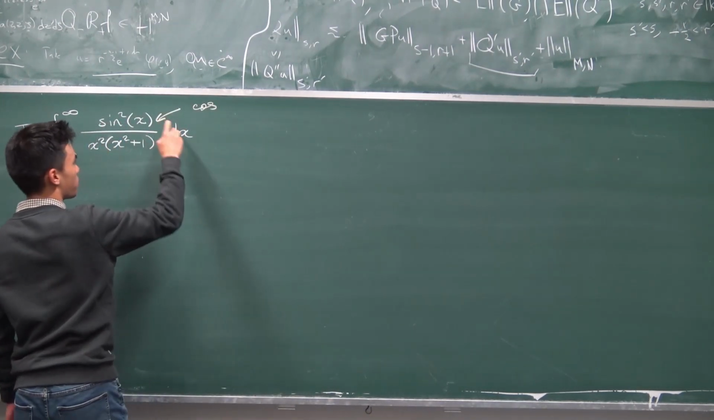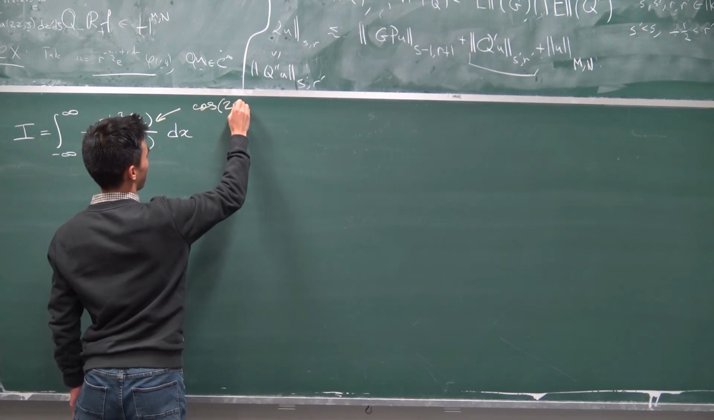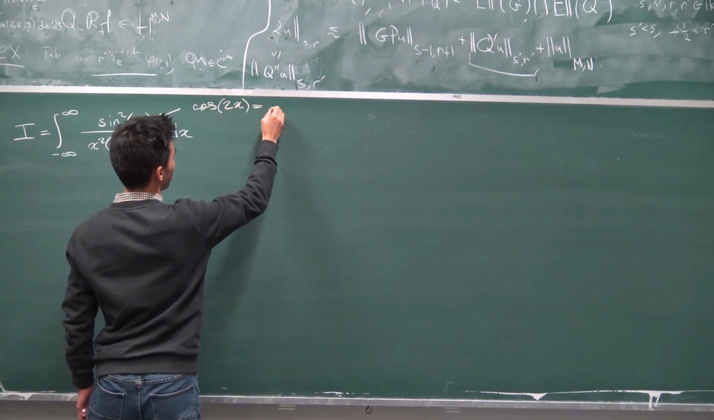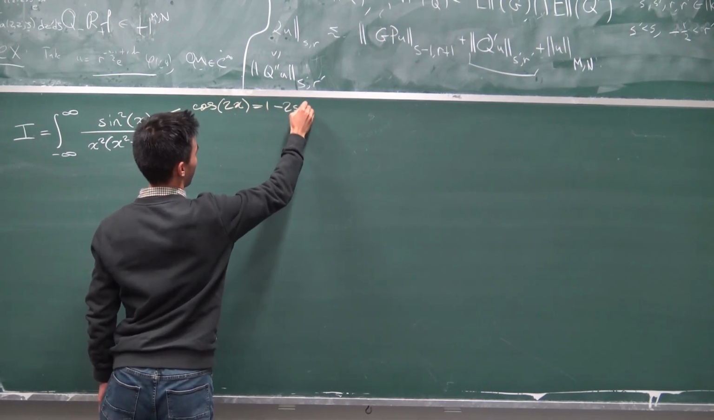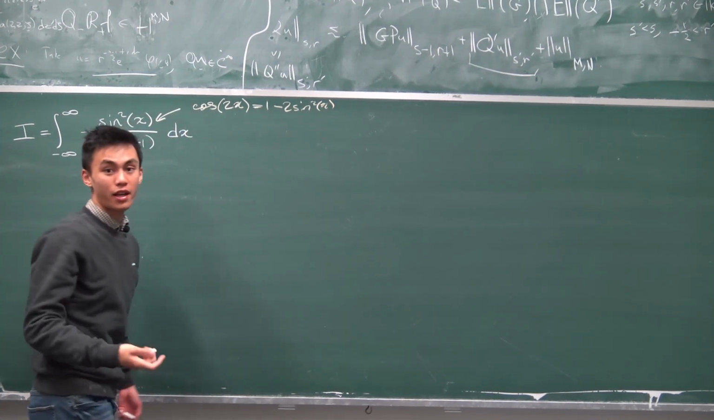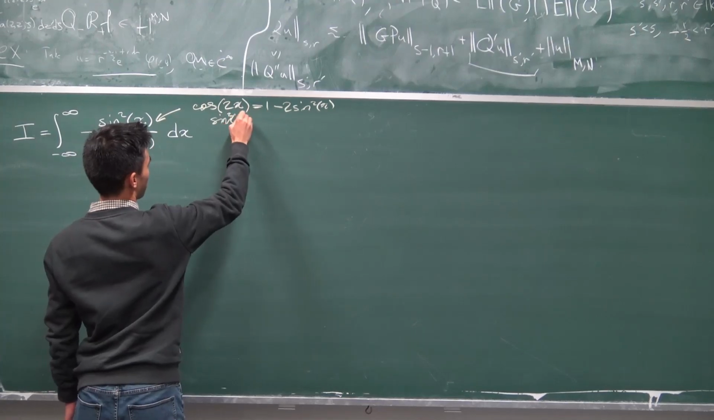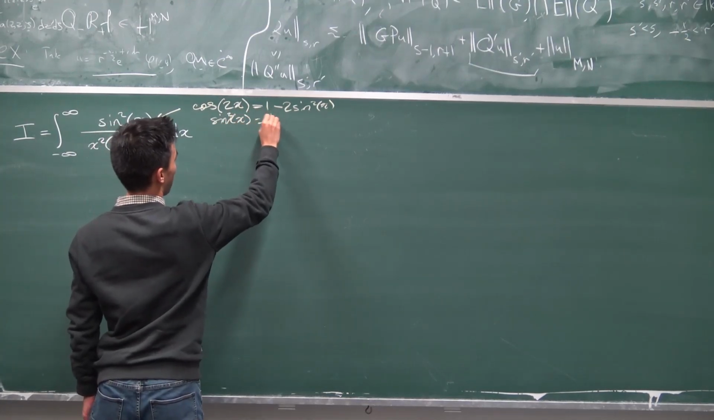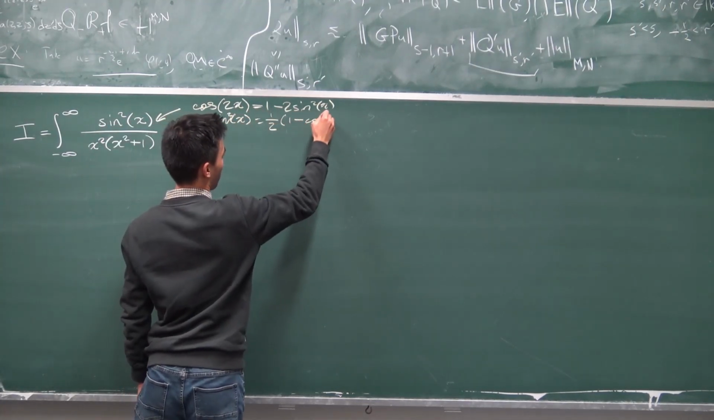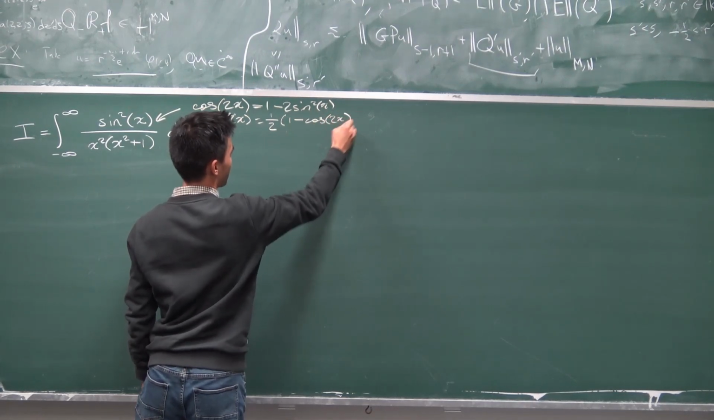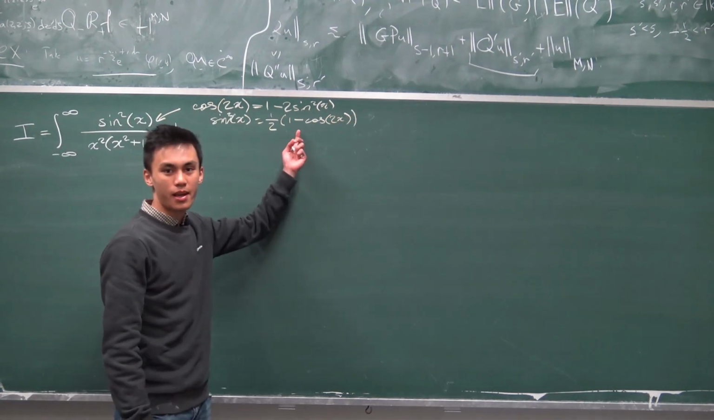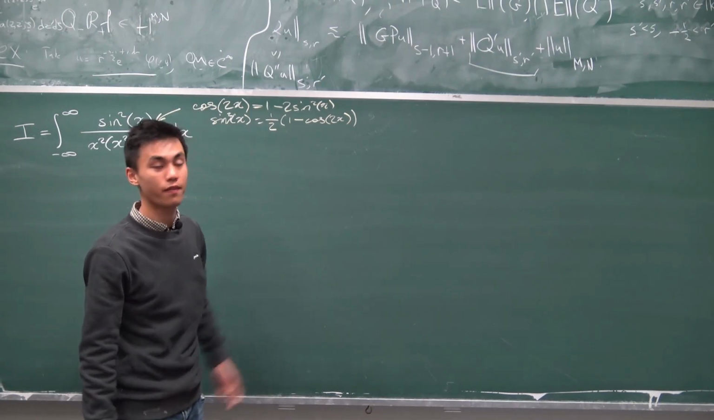So we can use the following identity: cosine of 2x is equal to 1 minus 2 sine squared of x. Now we want to rearrange for sine squared, so we get sine squared of x equal to 1/2 of (1 minus the cosine of 2x). And this is nice because now we have a cosine function that's only raised to a power of 1.